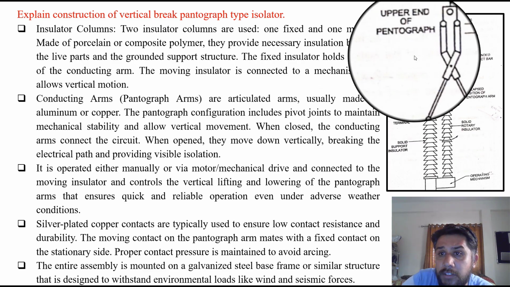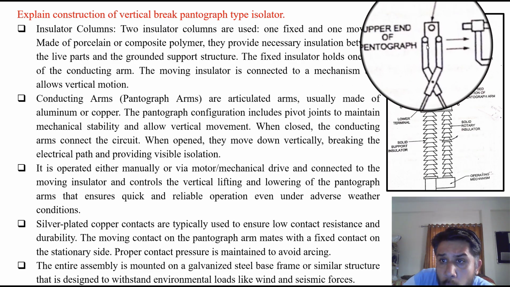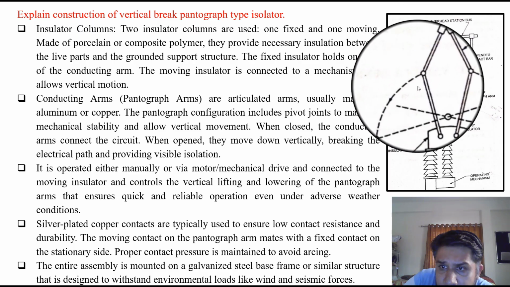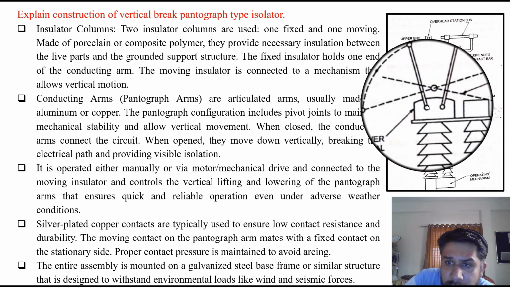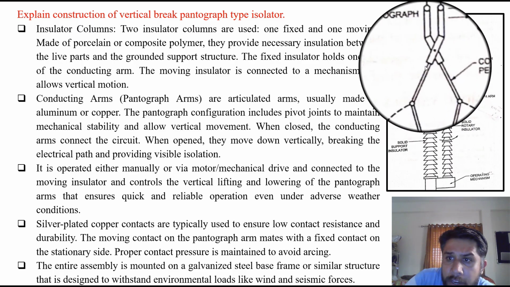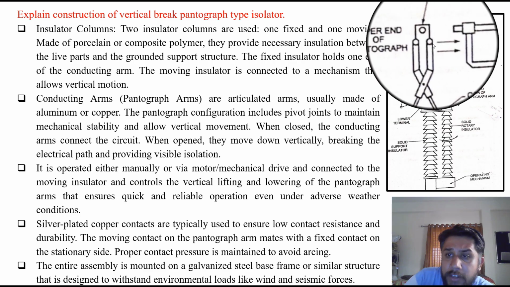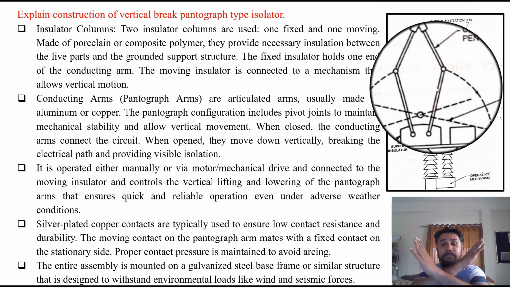So this is the upper part. When it is opened up, this arm moves to a downward position, and this arm moves to a downward position. Here this is a joint, and another joint. So these are pivoted joints, which are the main part of the mechanical assembly. When closed, they form the connectivity circuit like this. When open, they move downward vertically like this, so it disconnects the circuit.